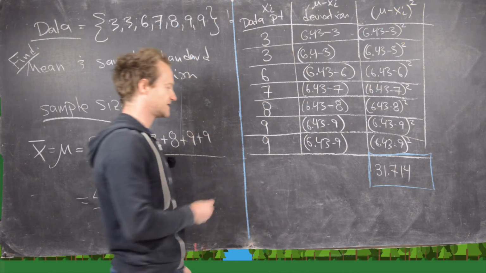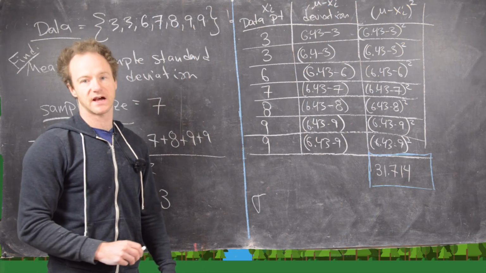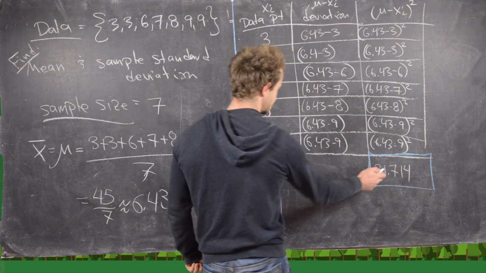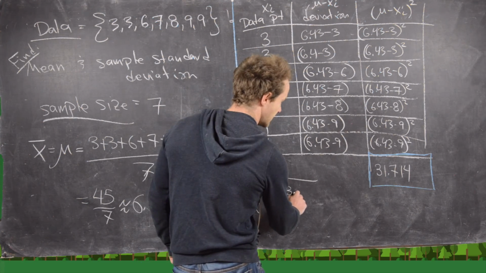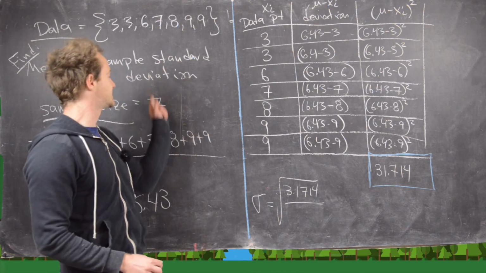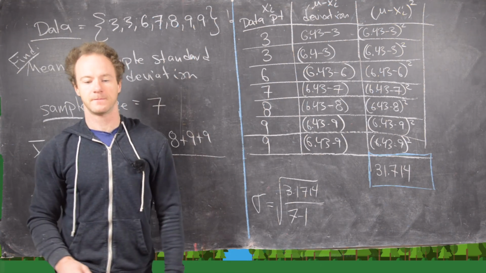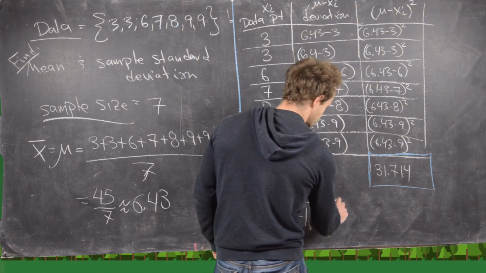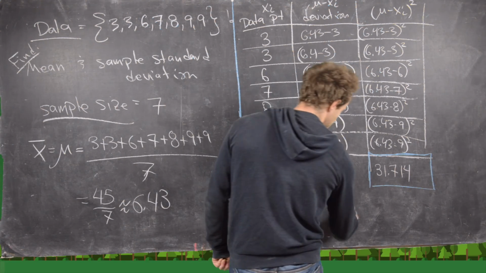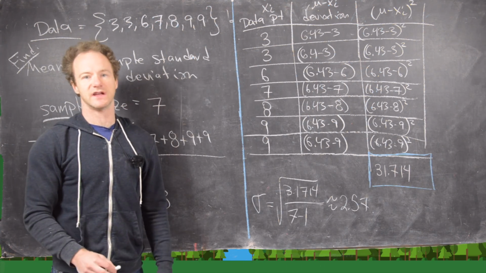And then finally, the standard deviation, which we often write with this lowercase sigma. So that's going to be given by the square root of this number right here, 31.714, divided by the sample size minus 1. So that's going to be 7 minus 1. Okay. Good, and so I'll just say that this is approximately, if you plug it into a calculator or something, 2.57. So that's going to be the standard deviation in this case.